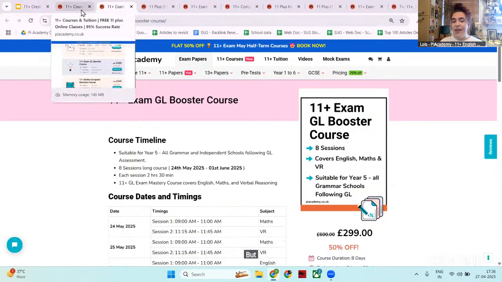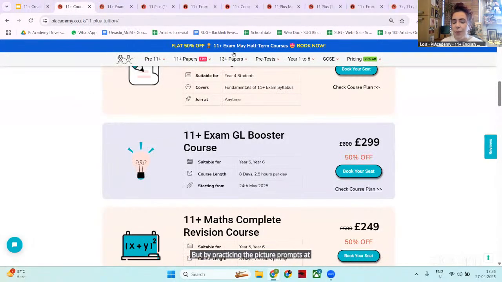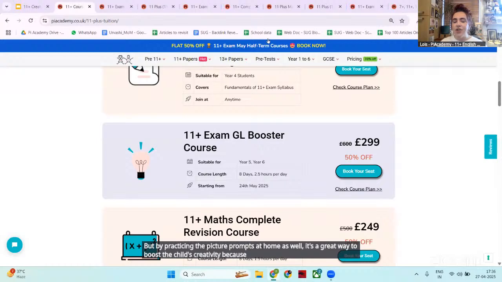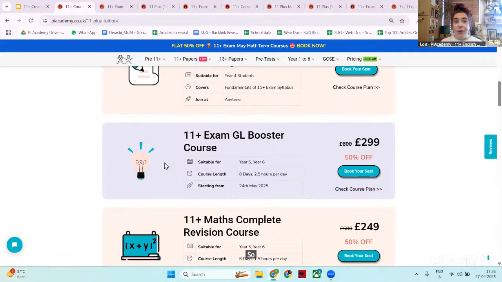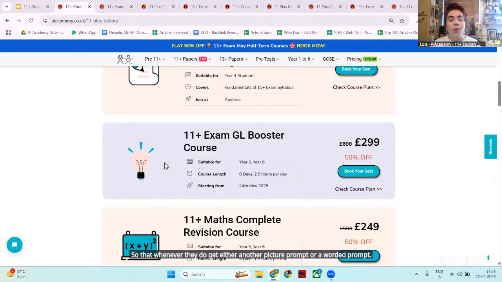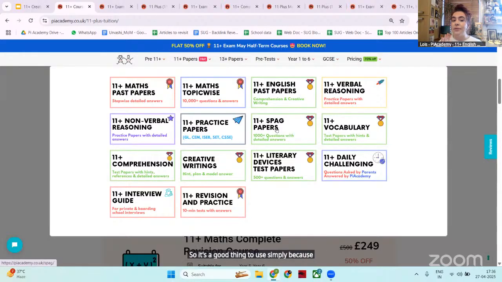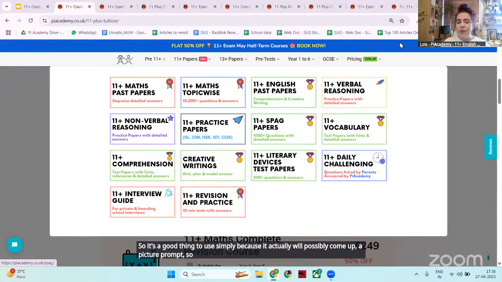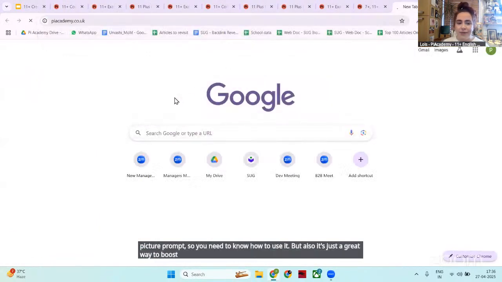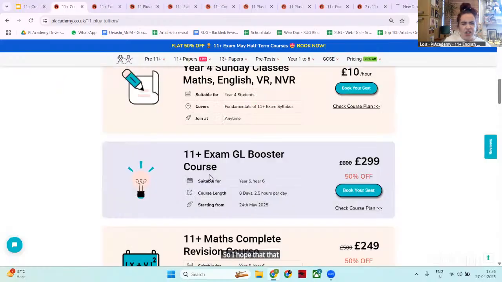By practicing picture prompts at home, it's a great way to boost the child's creativity, because a picture gives them a visual in front of them that they can then describe in their own words. Whenever they get either another picture prompt or a worded prompt, they've done all this practice before, so they've got all these ideas and pictures in their minds that will help them create new ones without the picture. It's a good thing to use simply because a picture prompt will possibly come up, so you need to know how to use it, but it's also a great way to boost their imagination and creativity. I hope that answers that question.